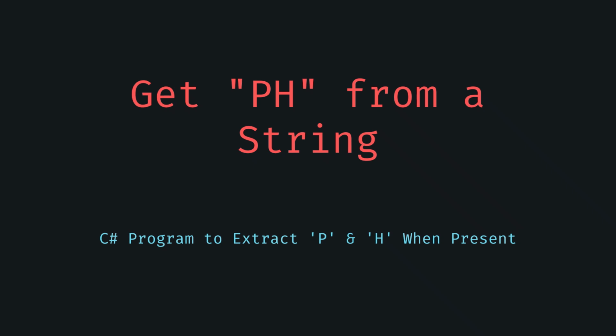Welcome. In this short walkthrough, we will build a tiny C# snippet that picks out two characters from a string, but only when the first character is P and the second is H. It is a small string processing task that helps you practice indexing, bounds checking, and simple conditional logic in C#. I'll explain the idea, show the code, and run through the examples so you can apply the pattern elsewhere. Let's go.